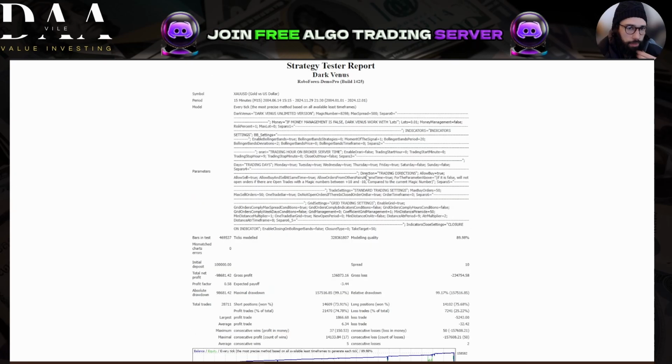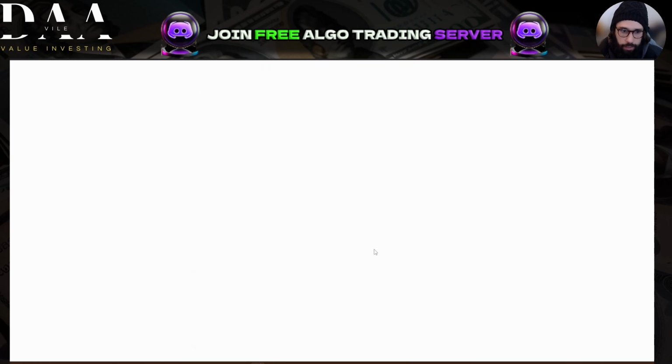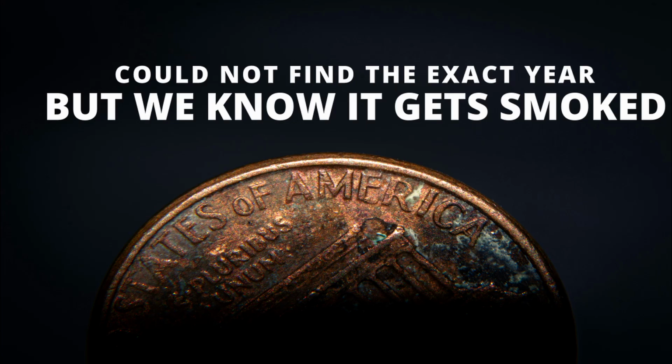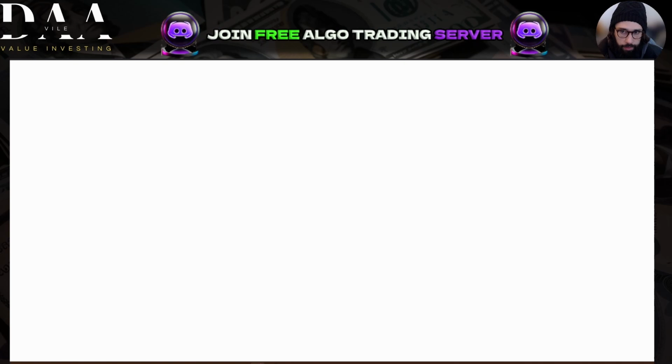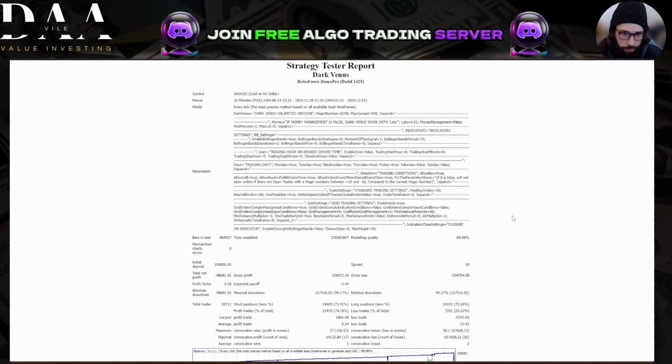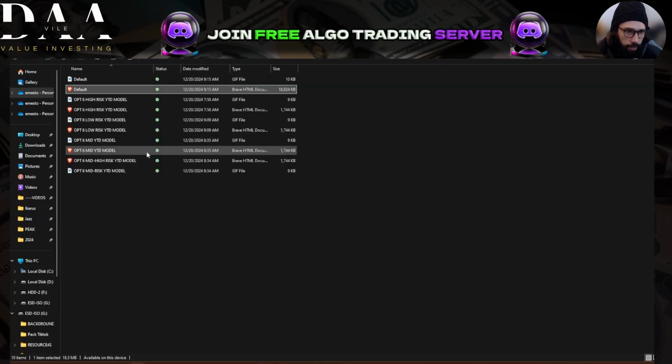Go with default first. It doesn't survive. Let's see at what year it gets smoked. It gets smoked at one point. Maybe it holds until 2020. I don't know if I can check here. I will run the tester and the full breakdown of both MT4 and MT5 versions and show when it blows. But for now, let me show you the higher risk.